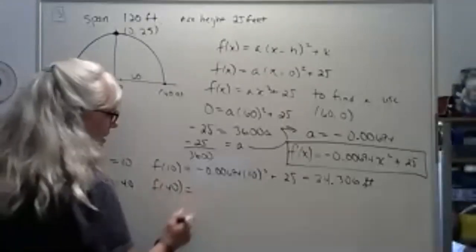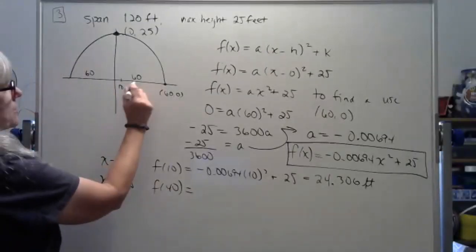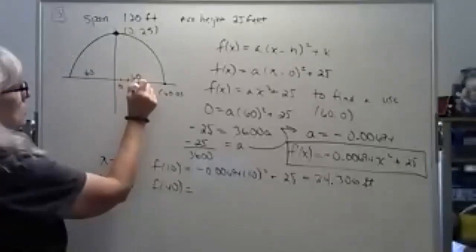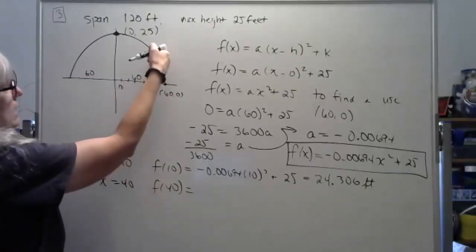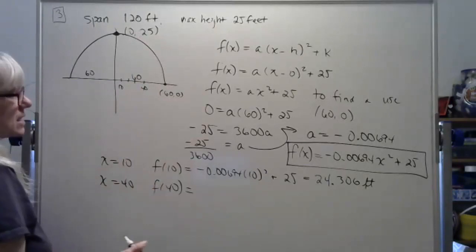And then they also want to know what it is at 40 feet from the center. So 40 feet is, 10, 20, 30, 40 is over here. So I expect it to be maybe half the size of that 25. I don't know.